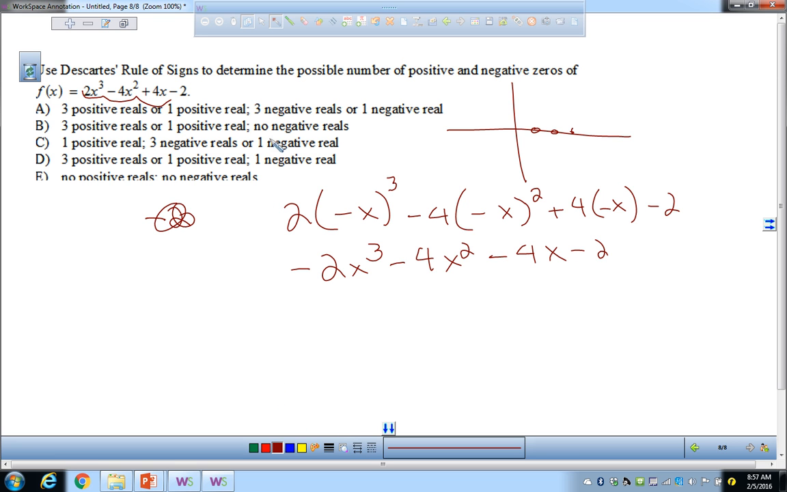How many sign changes? None, okay? So I could have no real roots over here. You say, how could that be? Well, this could be a cubic function, right? But it could come from down here, and it could not cross on that side. It could go 3 or 1. So it could do something like this, couldn't it? That would be 3. Or it could be over here and do something like this and not have any roots on this side. Yes, ma'am.